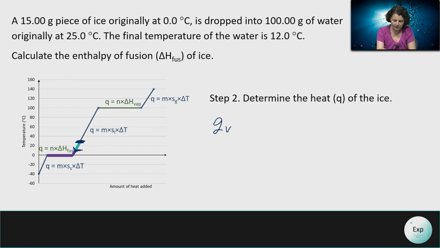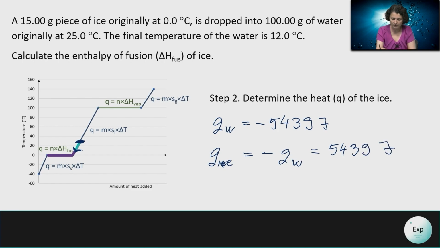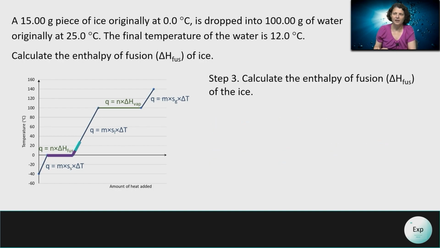In the second step, we can determine the heat of the ice. If the heat of the water was minus 5,439 joules, then the heat of the ice is going to be the opposite of the heat of the water, or 5,439 joules. Because we are moving from ice at 0 degrees to water at 0 degrees, and from there to water at 12 degrees Celsius.